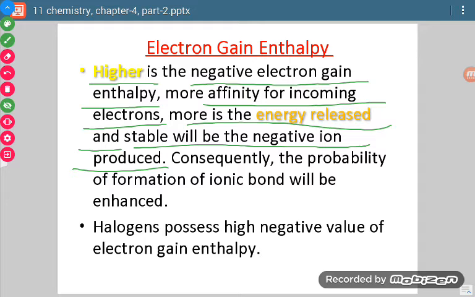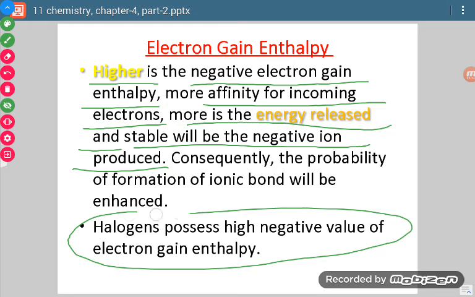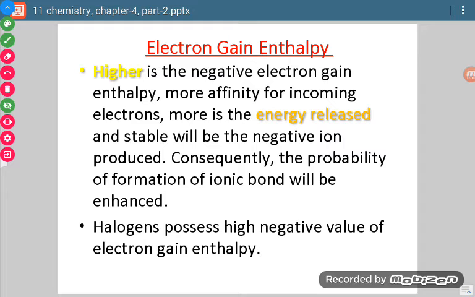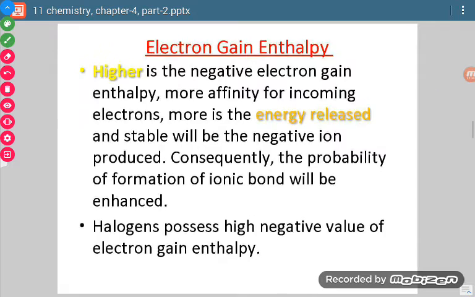Now for which particular elements is this value high? For halogens this value is high. So if we want to make a particular ionic compound, then we should take halogens. They will have the highest negative electron gain enthalpy values.